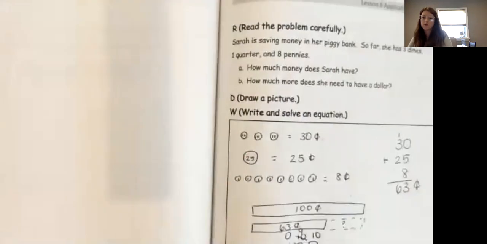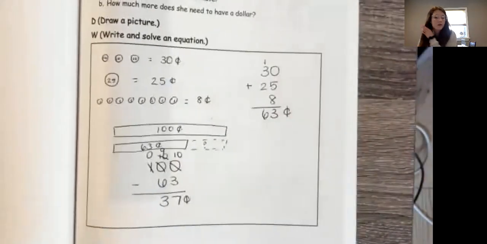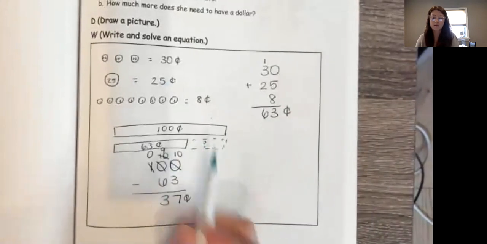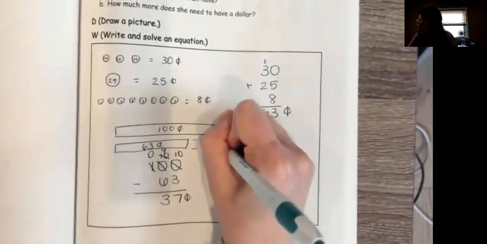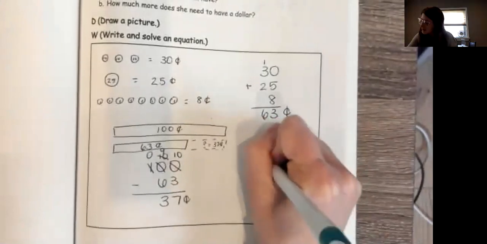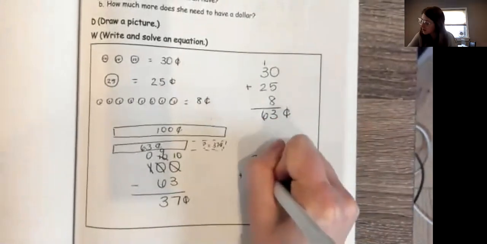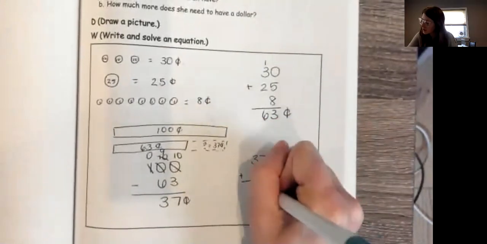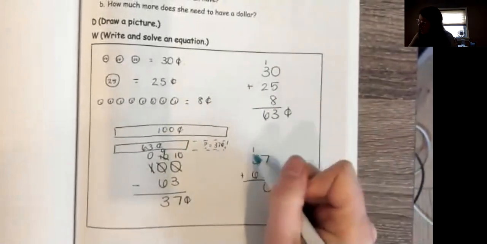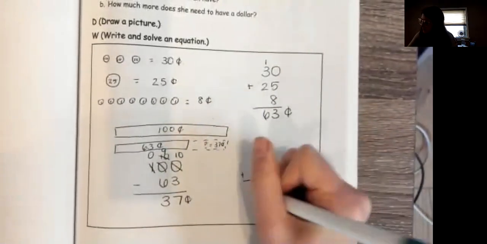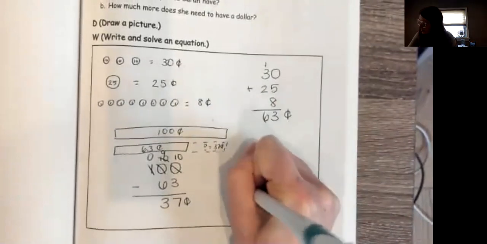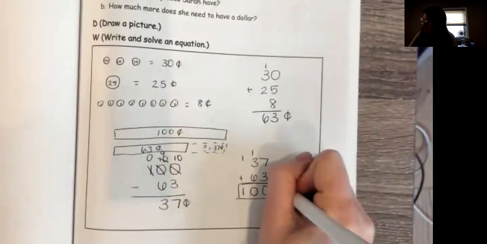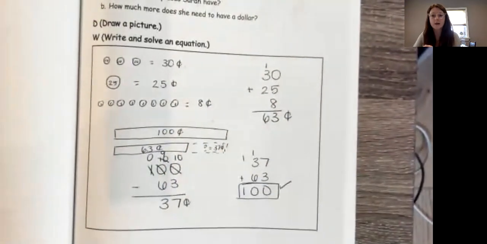Right? And I can always check my work by doing the inverse. We know we did subtraction. So if we add these two together, we said this should equal 37. So I can do 37 plus 63 to check my work. 7 plus 3 is 10. Carry 10. 1 plus 3 is 4. 4 plus 6 is 10. Carry that 100, and that gives us 100. So we know our answer is correct.